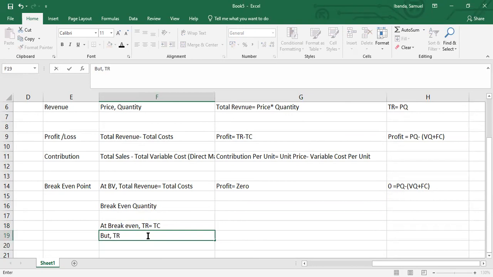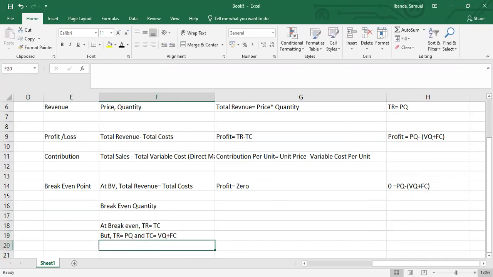Total revenue is equal to P times Q, price times quantity. And then total costs will equal the variable cost per unit times the quantity, just to find the total variable cost, plus the fixed costs. You get it?